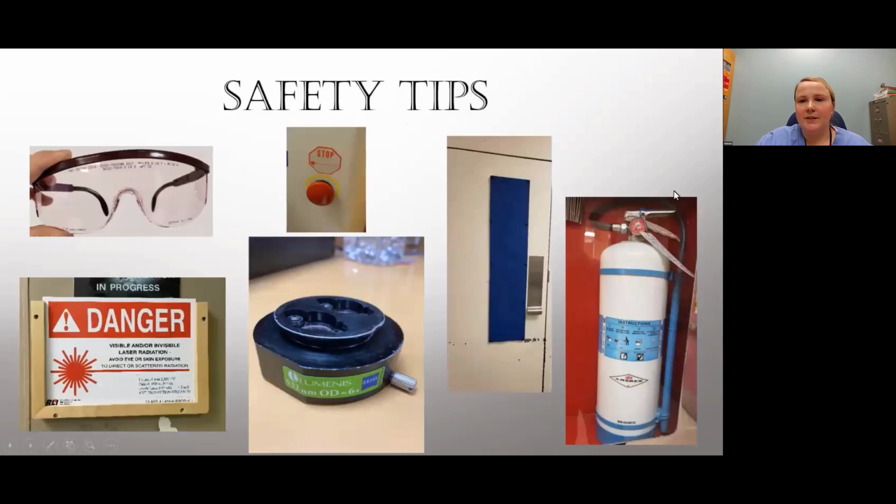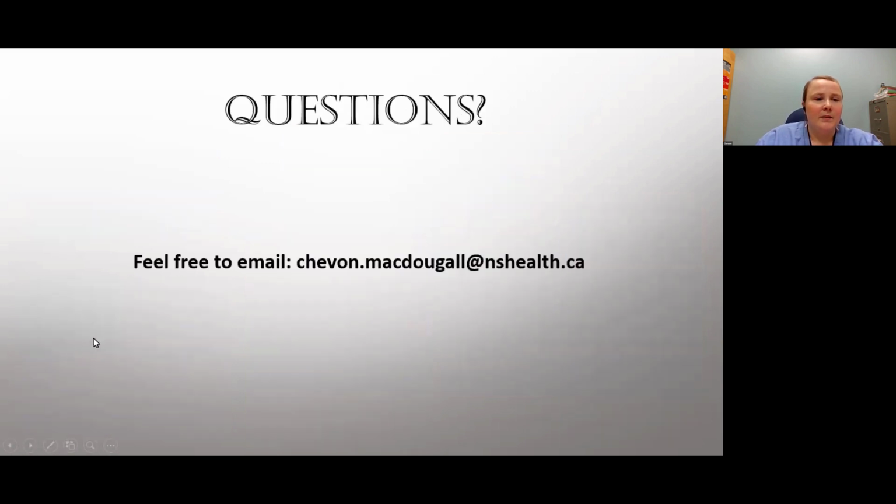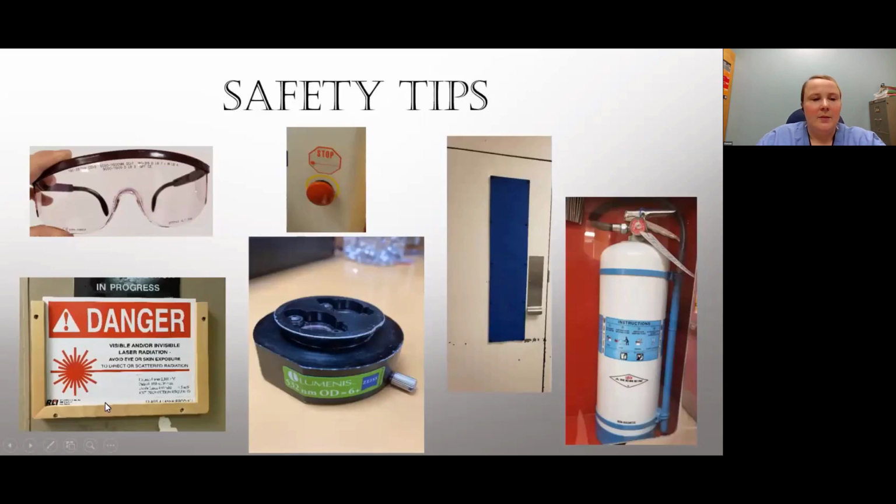So here are some pictures of examples of safety tips. Here at the top left is a pair of safety glasses. Again, make sure that the wavelength and OD are specific to what laser you're using. Down at the bottom of that is your sign. Again, make sure all your information is on the sign: your wavelength, maximum output, and what class laser. On the top here is your safety button. Don't be afraid to use that. If there's any fire or any emergency, it completely shuts down the laser.